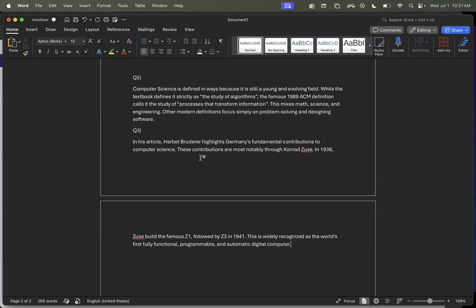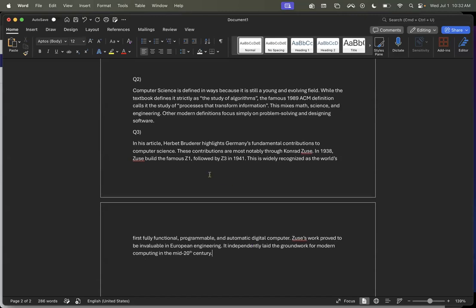Zuse's work proved to be invaluable in European engineering. It independently laid the groundwork for modern computing in the mid 20th century. Something like this from the article and your research, just a couple of sentences, nothing too fancy. Doesn't have to be a multi-paragraph research paper, right?